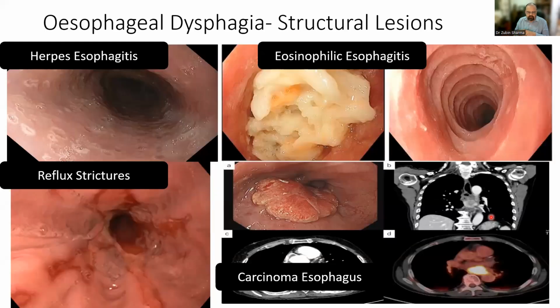And of course, endoscopy will pick up a lot of things like herpes esophagitis, reflux strictures, malignancies, eosinophilic disorders, and food impaction. All these things can be clearly identified.